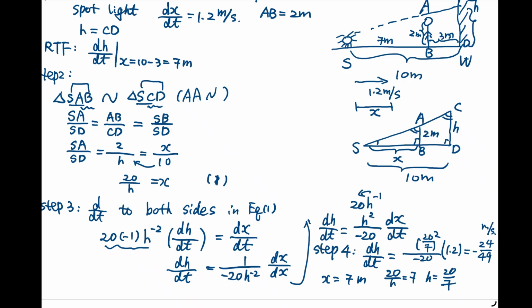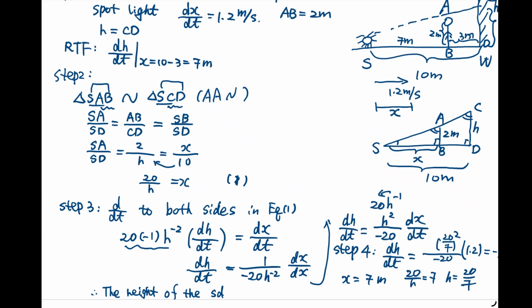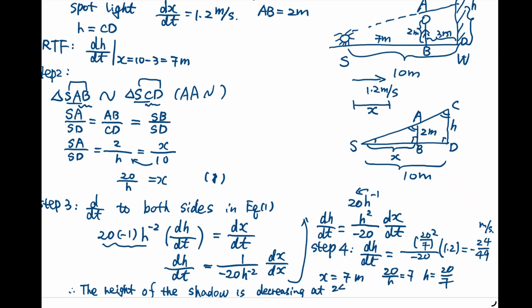So that is, therefore, the height of the shadow is decreasing at 24 over 49 meters per second. So that is all for today's lesson.